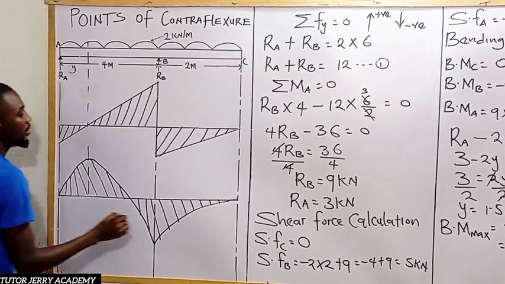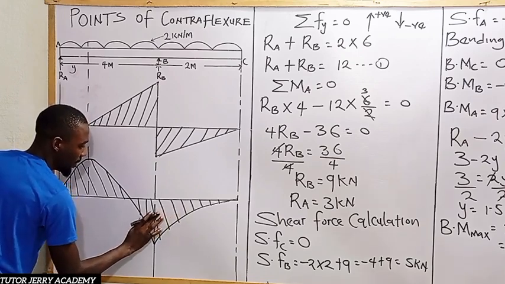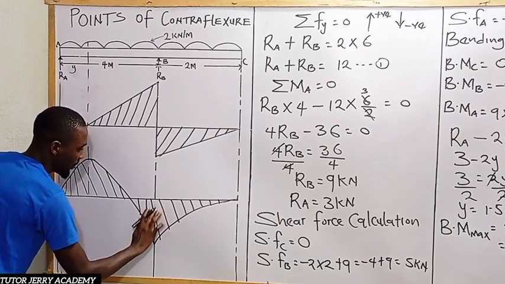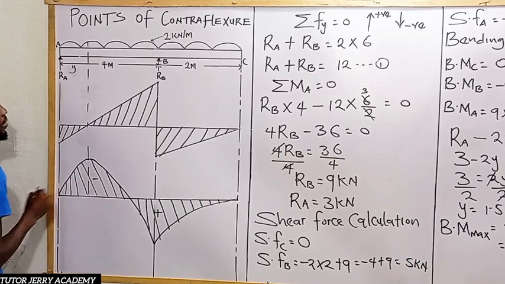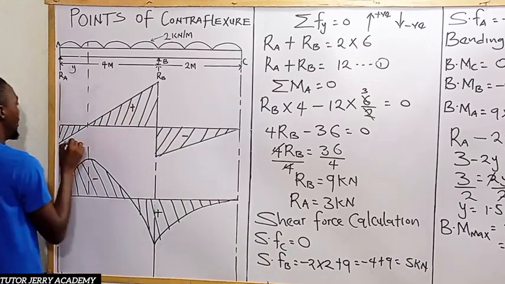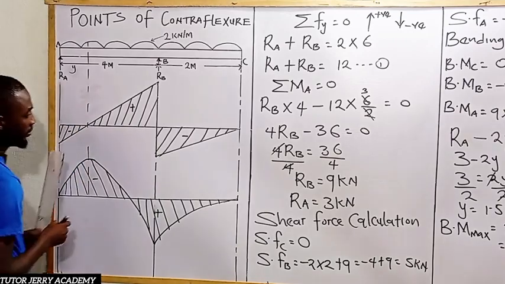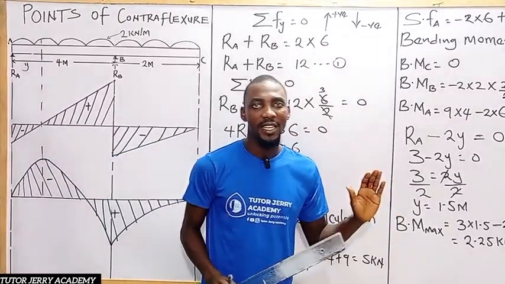All right. So here is positive. Here is positive. Let's just clean this point. Positive. And here is negative. Here is negative. Here is positive. Here is negative. All right. Now we are done with the bending moment and shear force diagram.